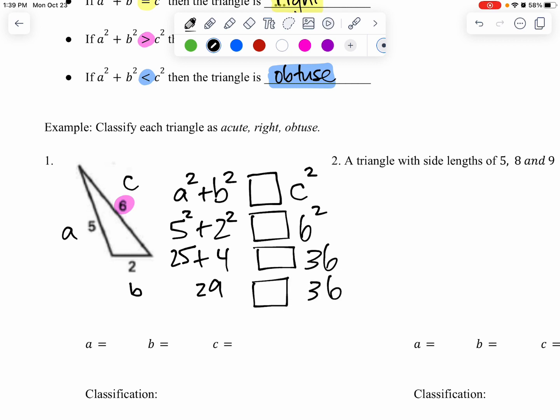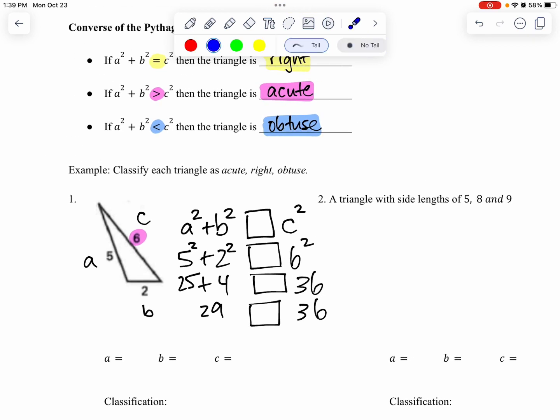How does that compare to 36? So what do I put in here? Are they equal? No. 29 and 36 are not equal. Okay, which one of these do I use? Do you remember, I don't know when it was that you learned the inequality symbols, which is the greater than sign or the less than sign.